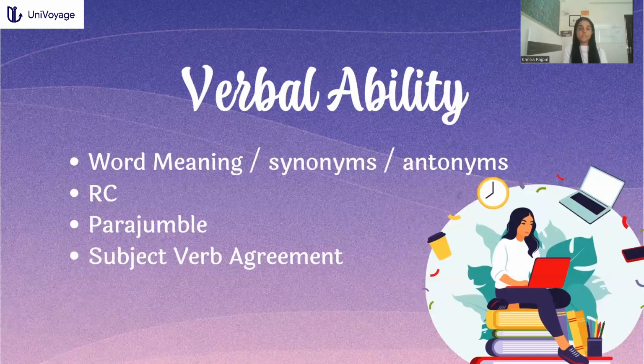As far as verbal ability is concerned, word meanings, synonyms, antonyms, reading comprehension, RC, parajumbles, and basic grammar. These are certain important topics. Now, as far as word meanings are concerned, genuinely the more you read, the easier this whole section will become for you. But obviously, it's not a very practical solution in the last minute when the last few months or last few days are left. It's not a very good solution then.